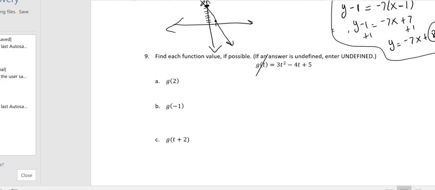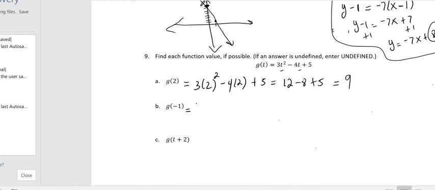Okay, number 9 is, so now I'm getting to the earlier sections, right? So here all you have to do is plug in wherever you see a t, you're going to plug in a 2. 2 squared is 4 times 3 is 12. 4 times 2 is 8. 12 minus 8 is 4. Plus 5, 9.